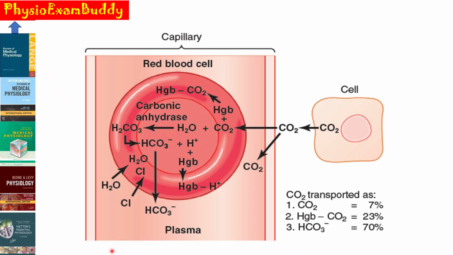So this is the diagram you have to draw when the carbon dioxide transport is asked. That is, 7% of the carbon dioxide is transported in the dissolved form, 23% as carbamino compound, and as bicarbonate the rest, 70%.